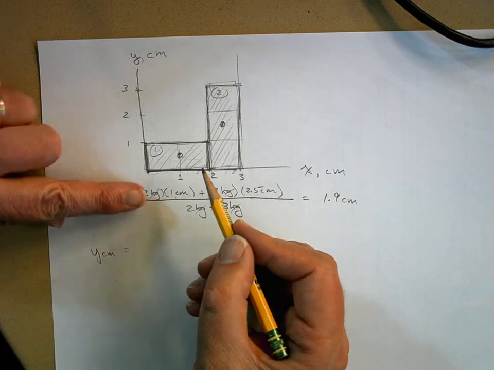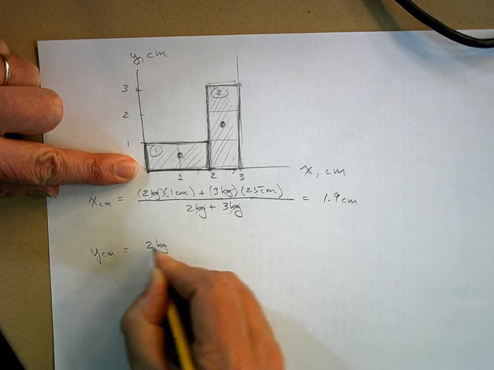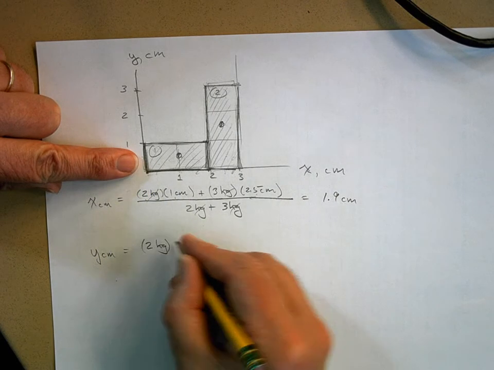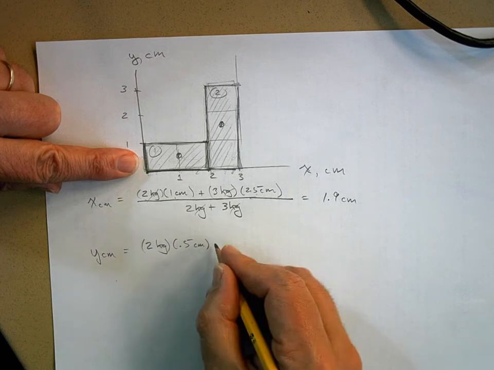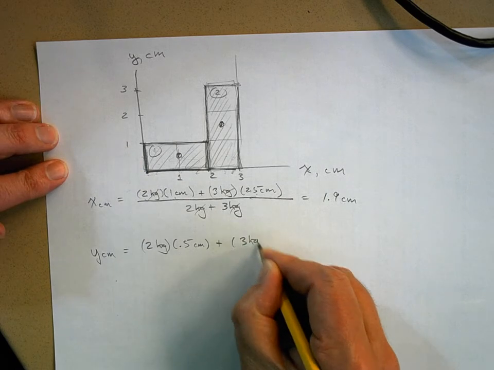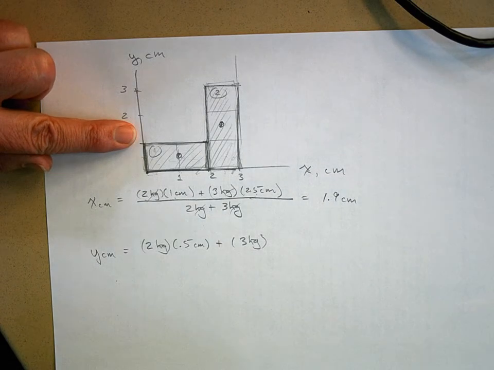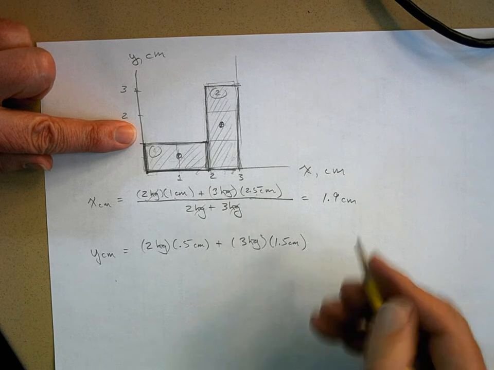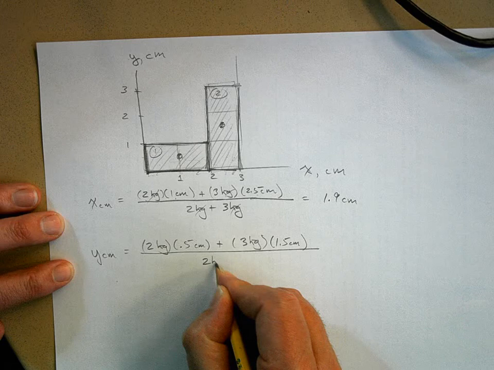And then along here, now in the y direction, let's take a look at this thing. In the y direction, the mass is again 2 kilograms. That doesn't change. But where does it balance? Ooh, 0.5 centimeters. And then the other one is a mass of 3 kilograms, but where does it balance? Now there's the 1.5 you were talking about. 1.5 centimeters.